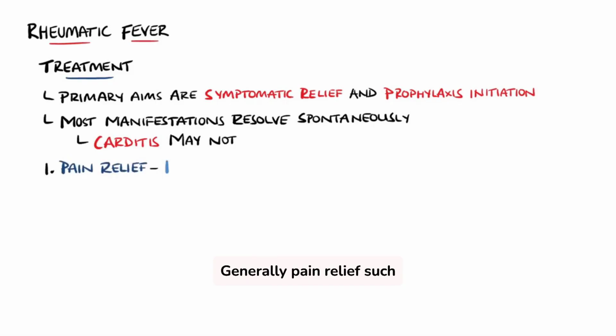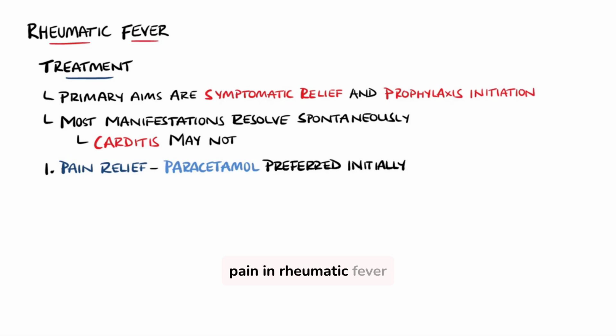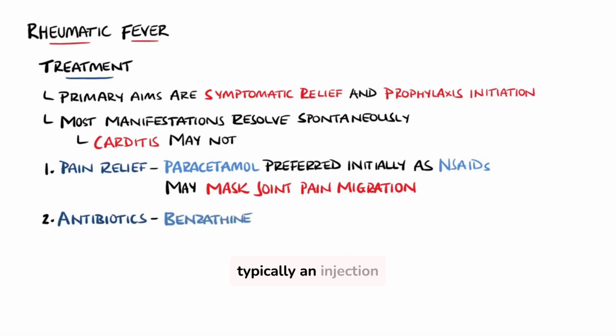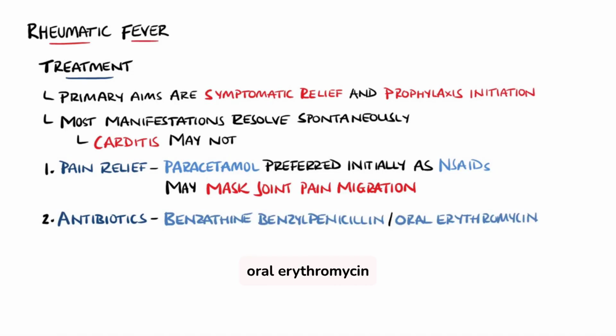Generally, pain relief such as paracetamol is preferred to opioids. However, the joint pain in rheumatic fever is very sensitive to non-steroidal anti-inflammatory drugs. Therefore, if there is a suspicion of rheumatic fever, then NSAIDs should be avoided as they may mask the migration of the pain, which would then be a major criteria. Antibiotics are recommended in confirmed cases of acute rheumatic fever, typically an injection of benzathine benzylpenicillin or oral erythromycin in patients who are allergic to penicillin.